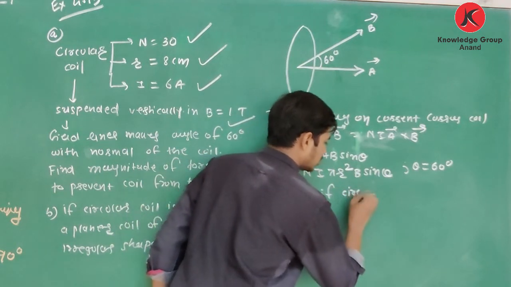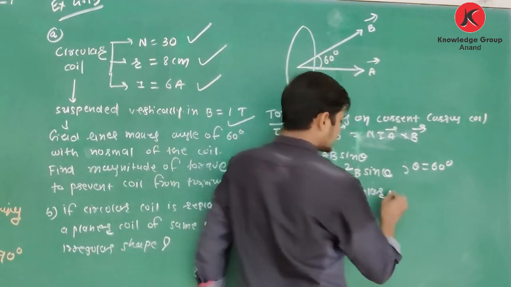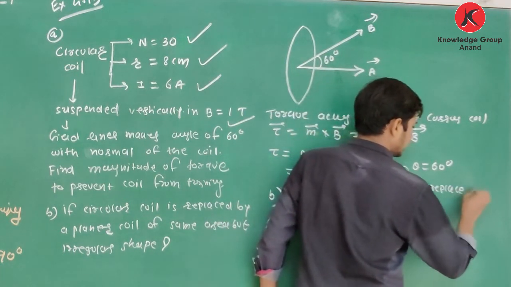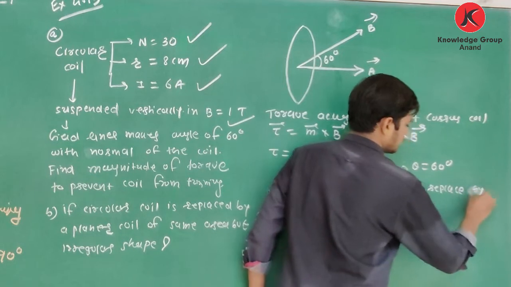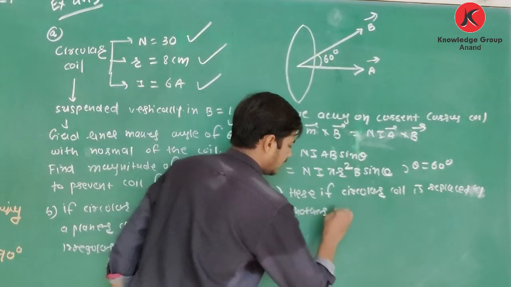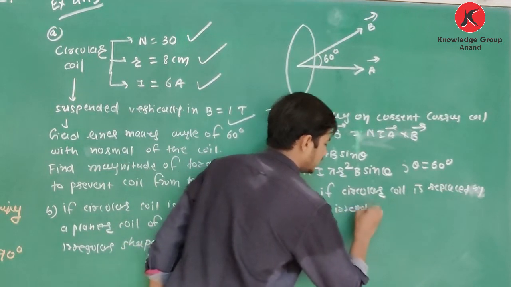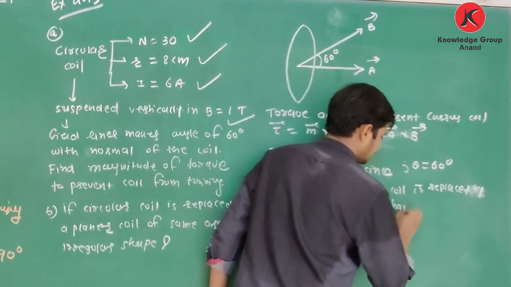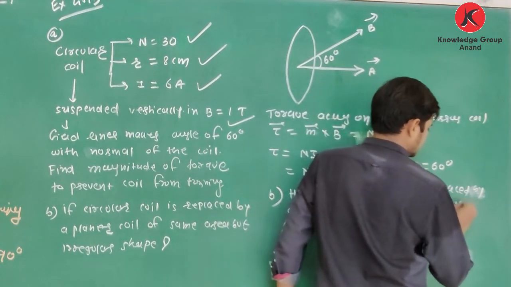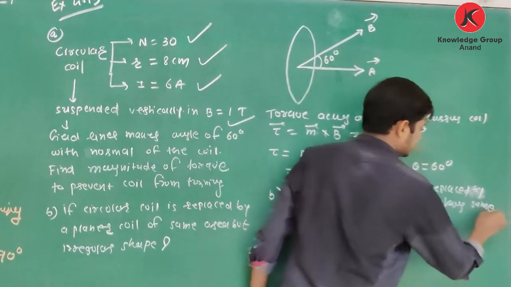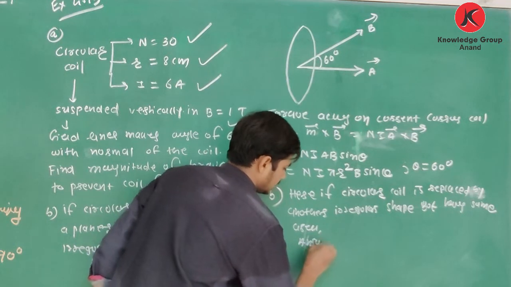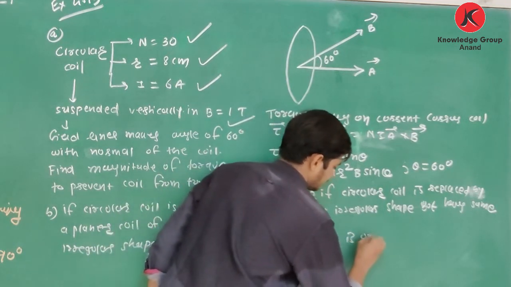So yes, if the circular coil is replaced by another irregular shape but having the same area, the answer is unchanged.